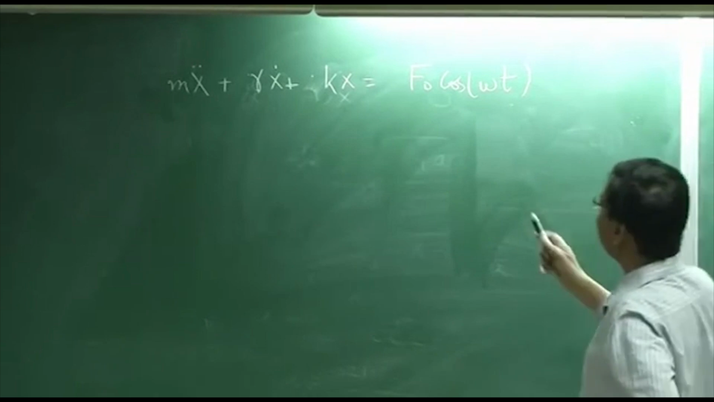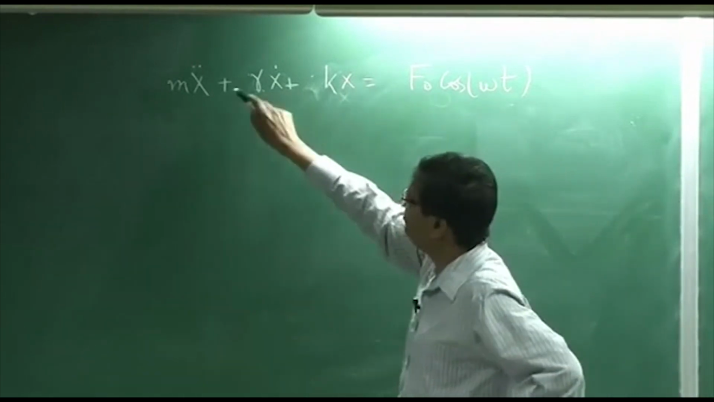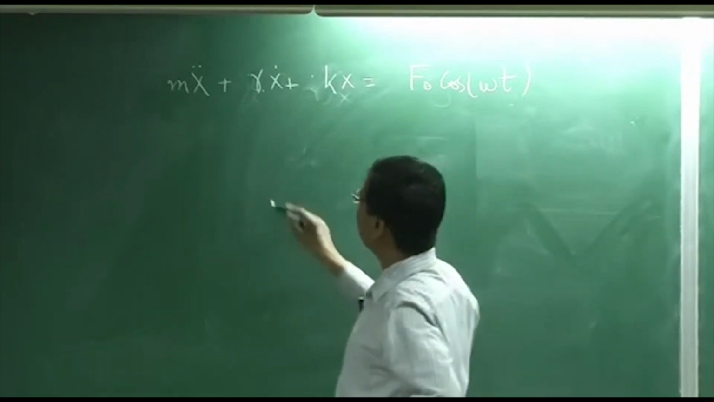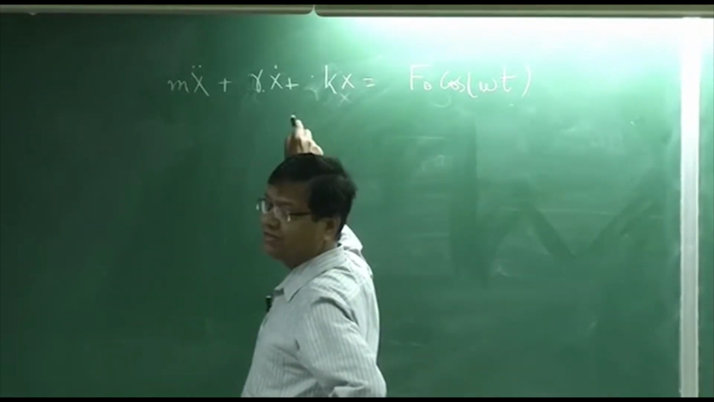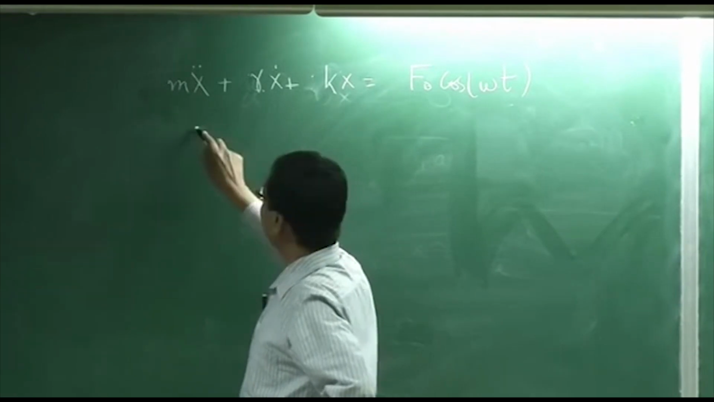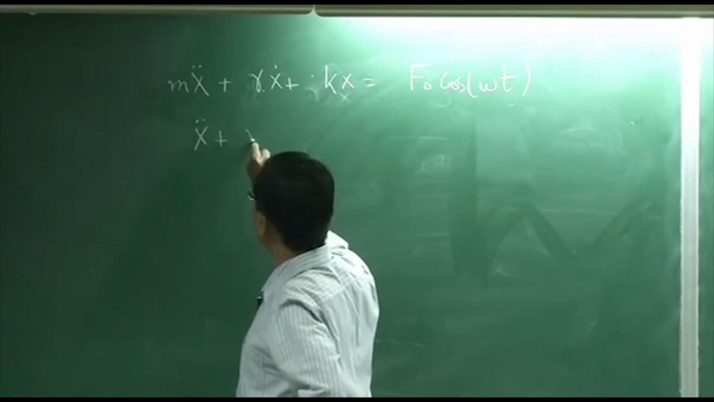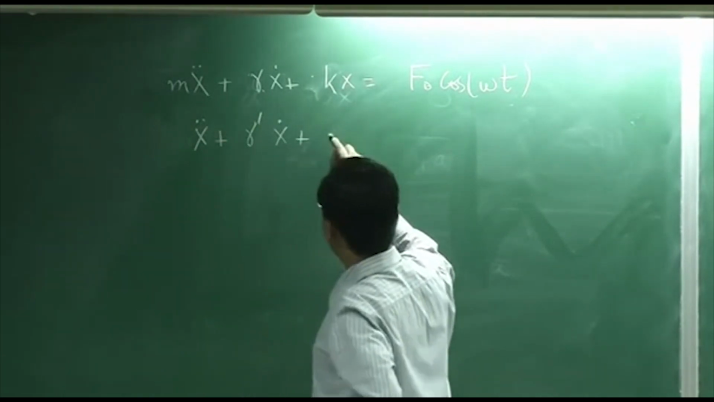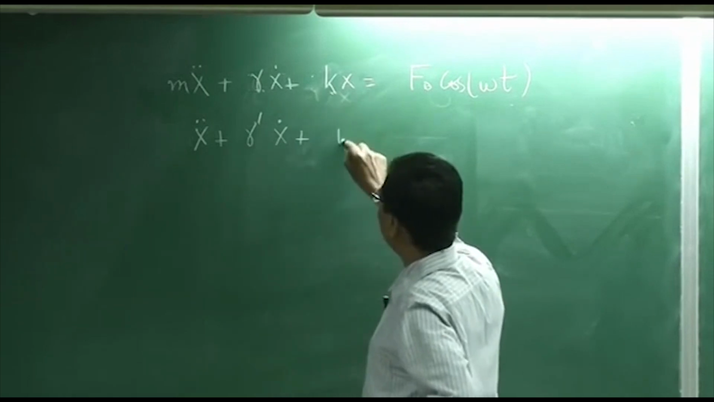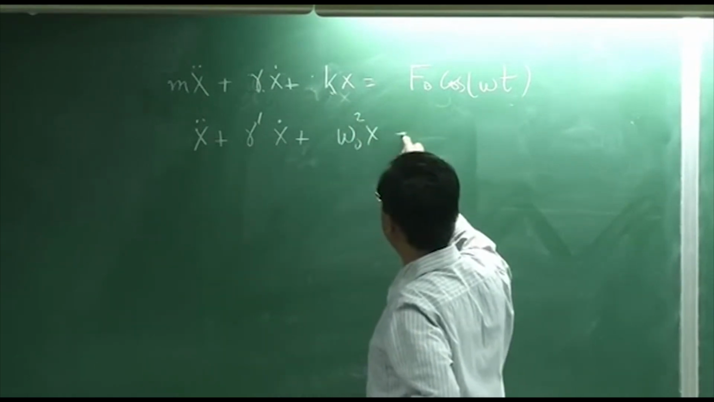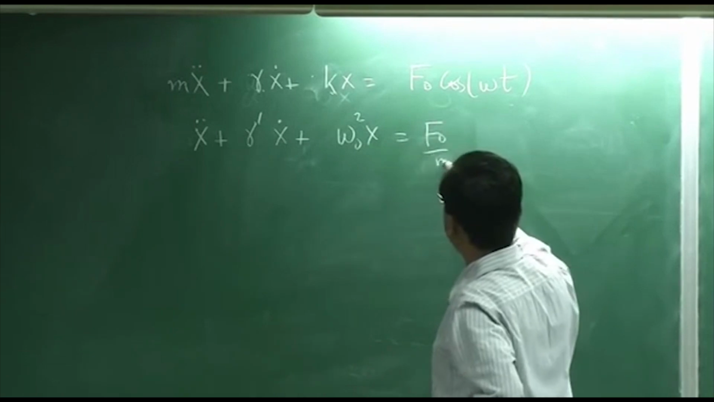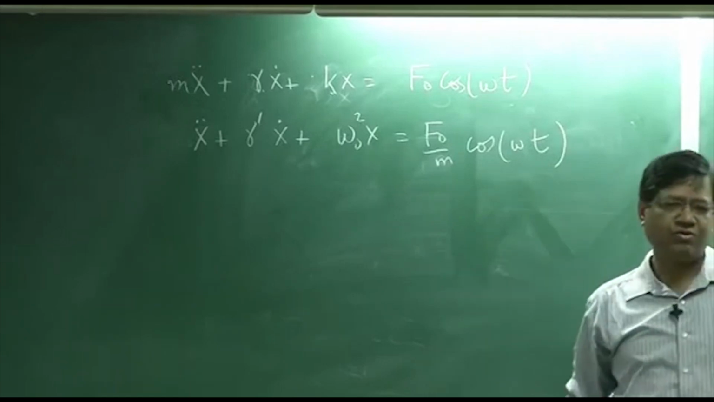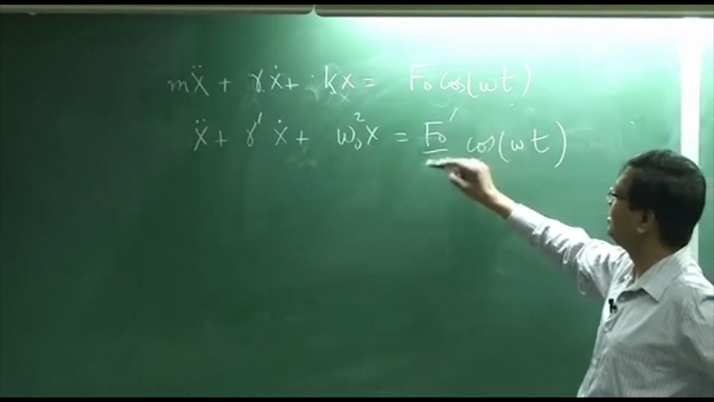So how many parameters are there? 1, 2, 3, 4, 5. We do not want too many parameters. So the first thing is to get rid of m, so divide by m. I am going to call it gamma prime, gamma by m, x dot, plus k by m, which is omega naught square, x, equals F naught by m. So I got to 4. So this is one parameter, F naught.